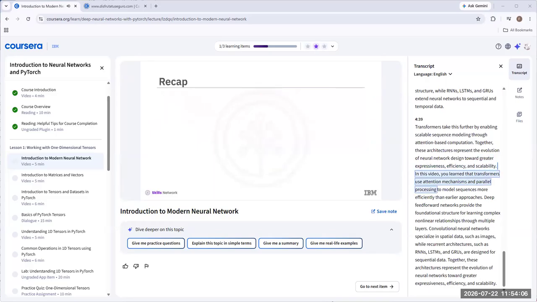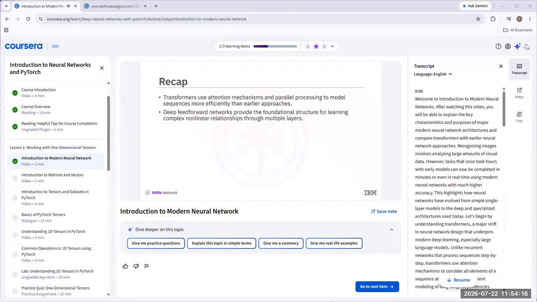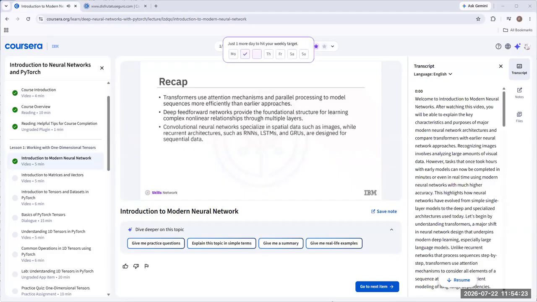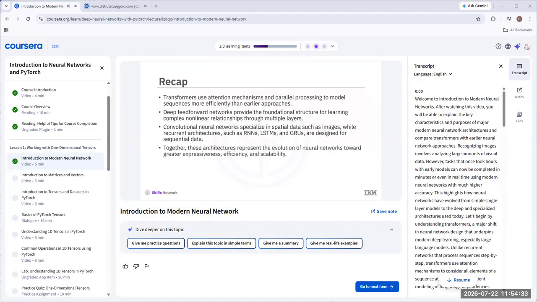In this video, you learn that transformers use attention mechanisms and parallel processing to model sequences more efficiently than earlier approaches. Deep feed-forward networks provide the foundational structure for learning complex nonlinear relationships through multiple layers. Convolutional neural networks specialize in spatial data, such as images, while recurrent architectures, such as RNNs, LSTMs, and GRUs, are designed for sequential data. Together, these architectures represent the evolution of neural networks toward greater expressiveness, efficiency, and scalability.